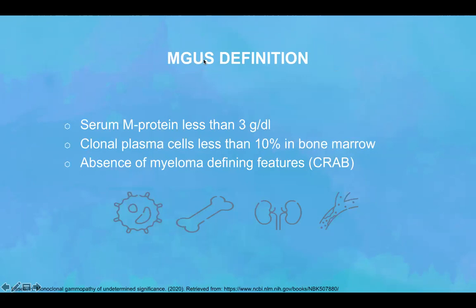So as I told you before, MGUS is defined when the serum M protein is less than 3 grams, the plasma cells are less than 10% in bone marrow, and we are not finding any symptoms that define myeloma. What are those symptoms? The symptoms that define myeloma are hypercalcemia, renal insufficiency, anemia, and bone lesions. These lesions are usually lytic lesions.